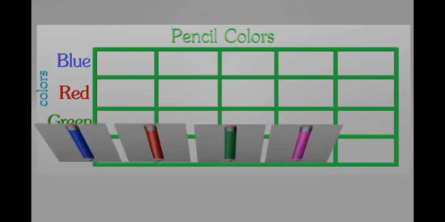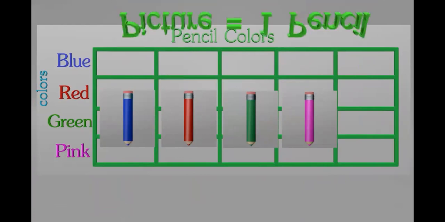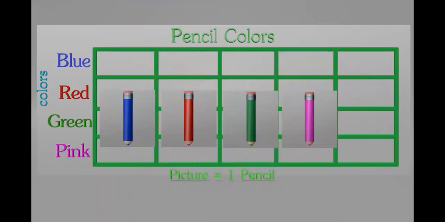This graph is starting to look really good. Now, to show the number of colored pencils we have, we are going to use these pictures of pencils. Each one of these pictures will represent one pencil. When using a picture graph, we need to use a key. The key tells us what the symbol or picture means. One of these pictures represents one colored pencil.